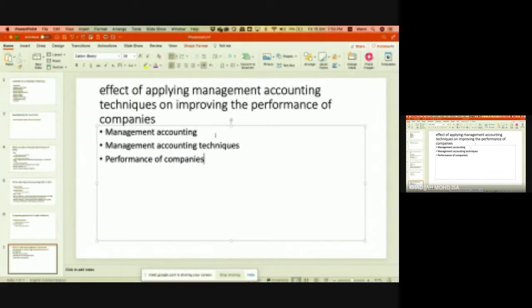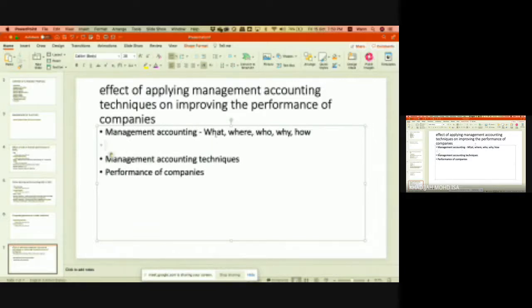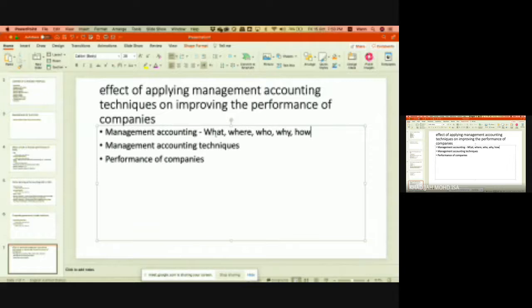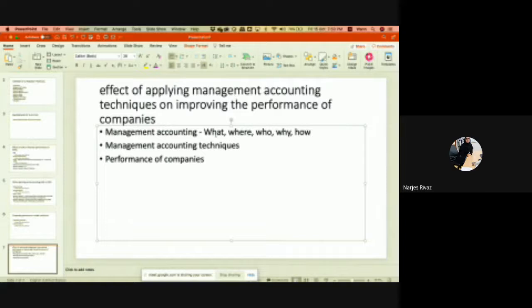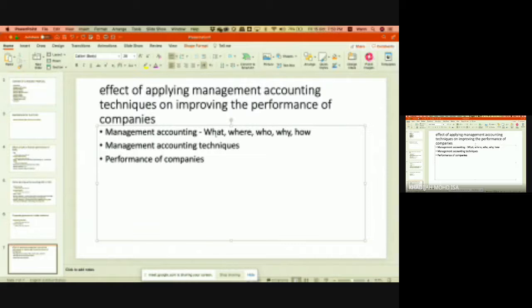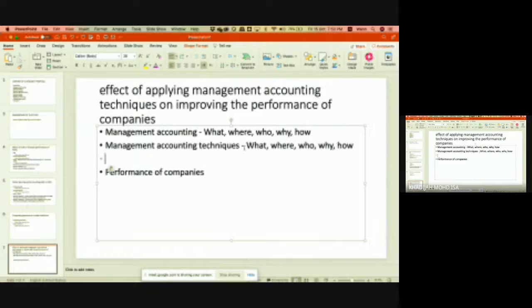You have to explain the 5W. So what is management accounting? Where is it applied? Who actually uses management accounting? Why is management accounting important, and how is management accounting applicable, for example? Because we're talking about the background, you have to create the background of your study before you can come up with your research problem. So you have to give the background of the study. What is all this about?